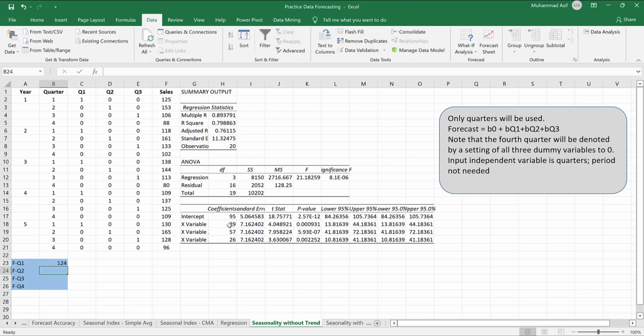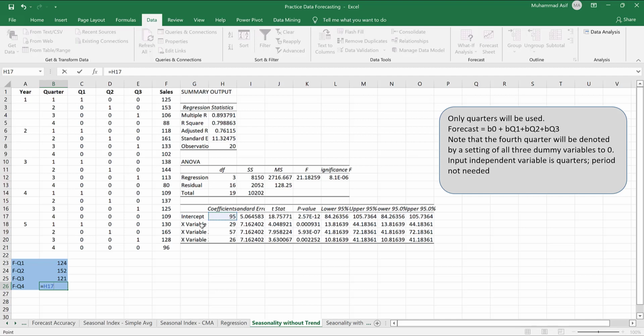And in the same way, here is equal to intercept plus, because this is for second quarter, only second quarter, this one multiplied by 1, plus other becomes 0, which means we don't have to mention them. And then again this one is equal to intercept plus this one, it will be multiplied by 1, and the other two variables become 0, so we don't have to mention them. And the last one is equal to intercept, and then all others become 0.